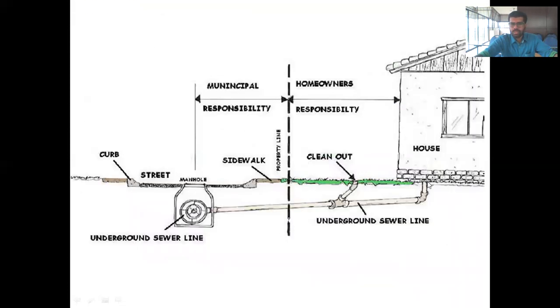Now you can see from the house, a clean out is there, the underground sewer line is going and it is reaching a manhole. And this is the sidewalk. This much is the homeowner's responsibility. From here, it is the municipal responsibility. Till this much, it is the homeowner's responsibility. Okay, it will be connected to the municipal manhole.